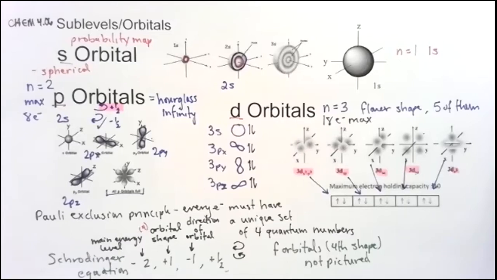So what are our takeaways today? Our takeaways are that these probability maps have specific shapes. And remember, it's not a fixed orbit, it's a region of probability. And the scientists figured it out mathematically. It comes from this crazy equation. We have 4 shapes, but we talked about 3 of the 4. So the f orbitals we're leaving off the books today.